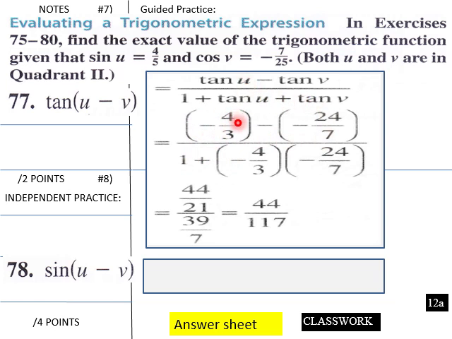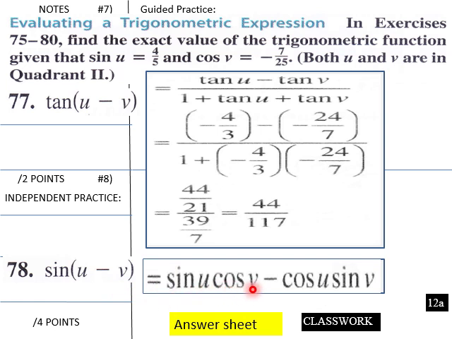The negative of 4 over 3 minus 24 over 7 will be in the numerator, over 1 plus negative 4 over 3 multiplying by negative 24 over 7. And then when we crank this out, we'll get 44 over 21 over 39 over 7. That's what this becomes. And then when you simplify that, you'll get 44 over 117 for this here with these stipulations up here. And then down here, sine u minus v.